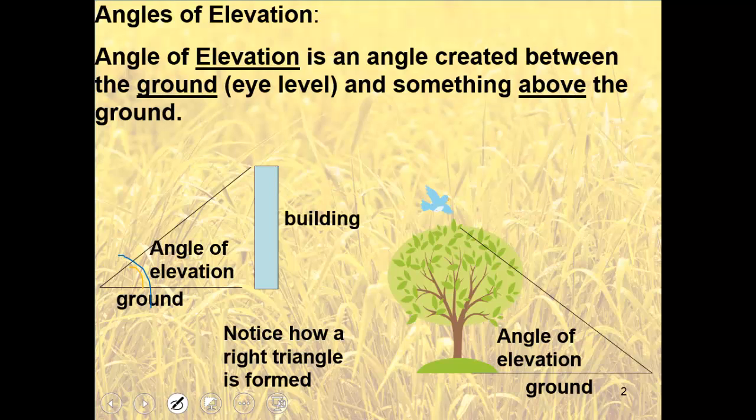Notice how in both cases, here is the angle of elevation, here is the angle of elevation. Notice how a right angle is formed here. That's useful for these trig functions. Angles of elevation and angles of depression, they form right triangles with the thing being spotted. All right?